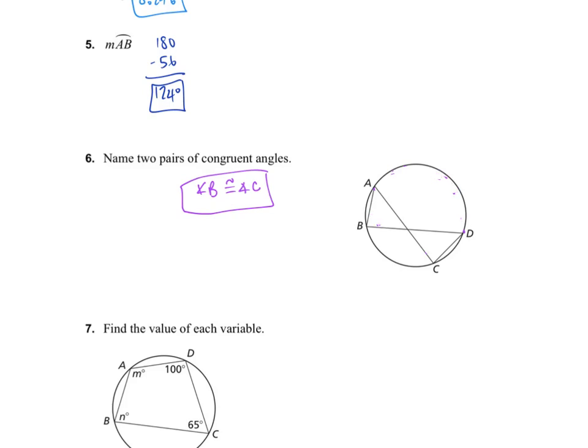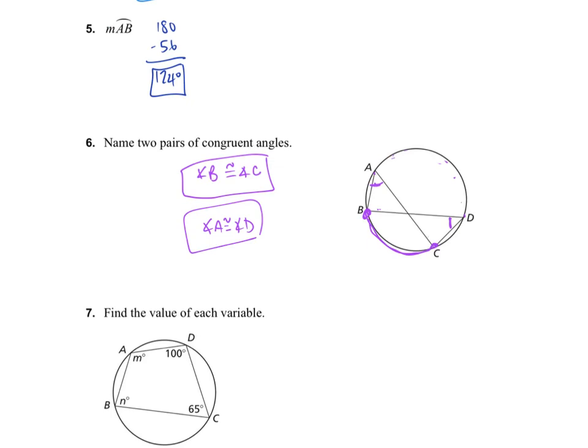So if I take a look at angle A, angle A is made up of arc B to C, and so is angle D. Angle D here has the same intercepted arc. So since it has the same intercepted arc, the angles are congruent. Angle A would be congruent to angle D. So that's the second one.